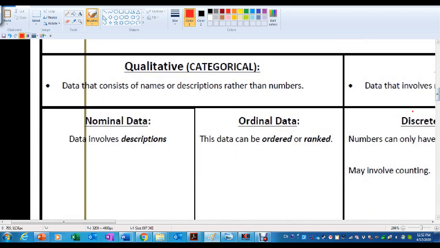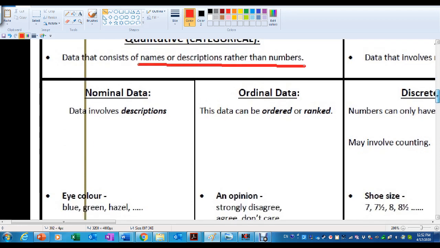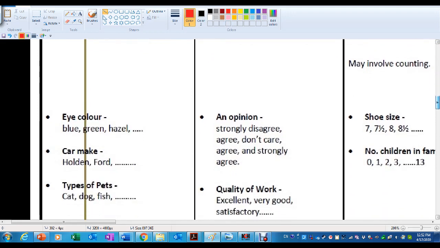Qualitative data consists of names or descriptions rather than numbers. Nominal data is about names, so it involves descriptions. For example, eye color, the color of eyes. Car make, that means the brand of the car. Types of pets: cats, dogs, fish, whatever.